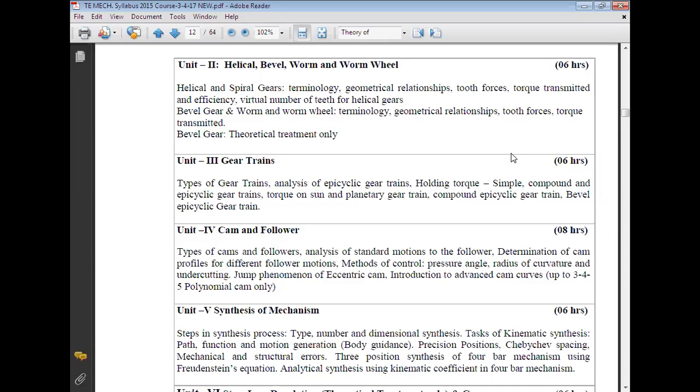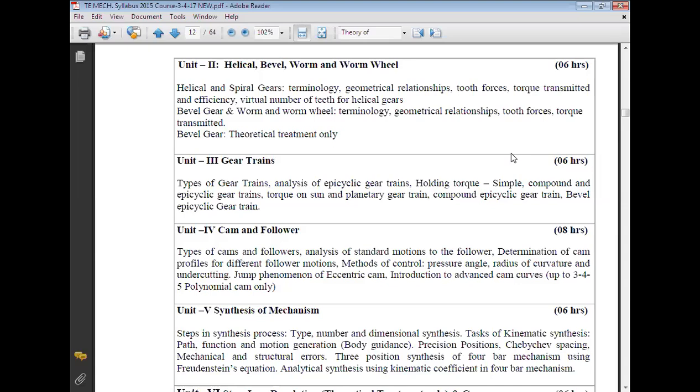Okay, so the minimum number of teeth that we have found in the spur gear and pinion, similarly the virtual number of teeth for helical gears we can find out. So that we will see in case of helical and spiral gears. So maybe within 2 to 3 lectures, we are supposed to finish up with this particular gear.